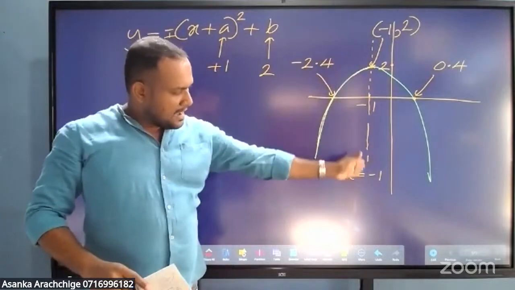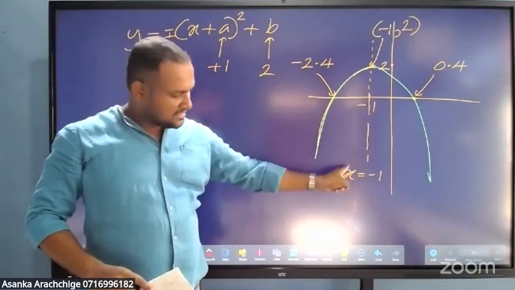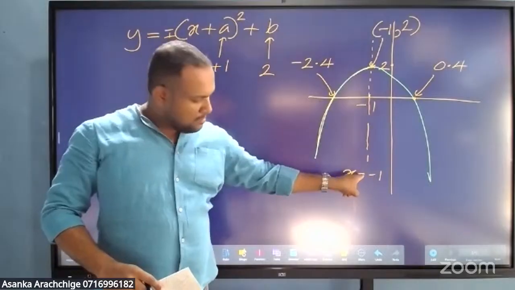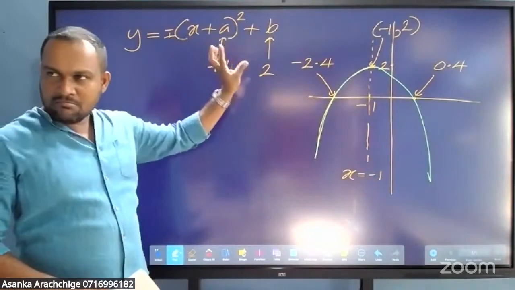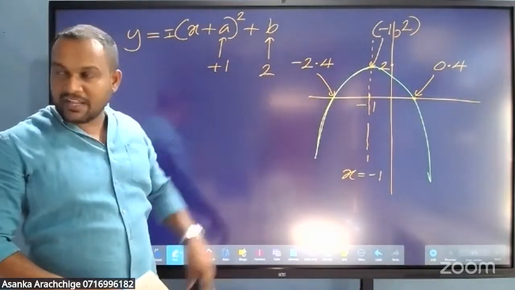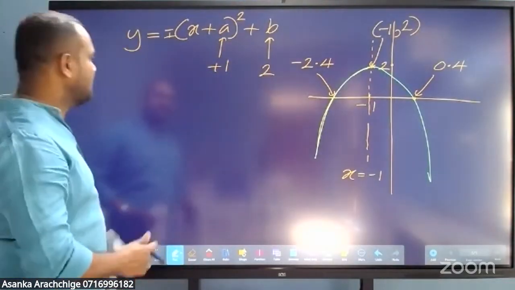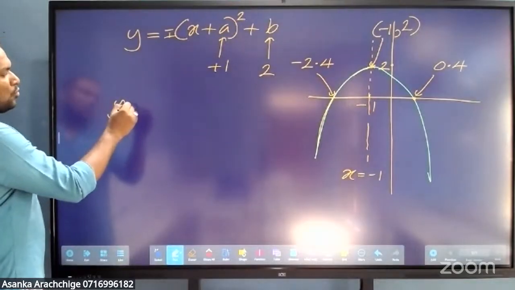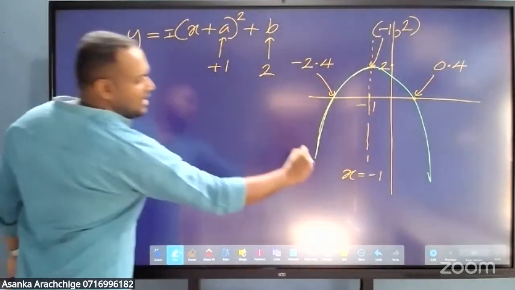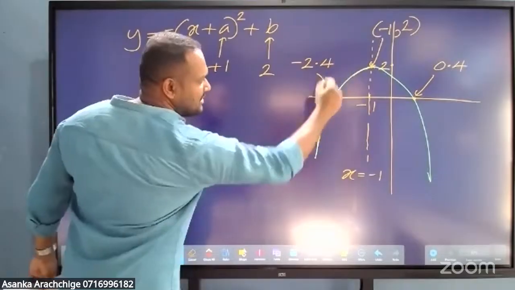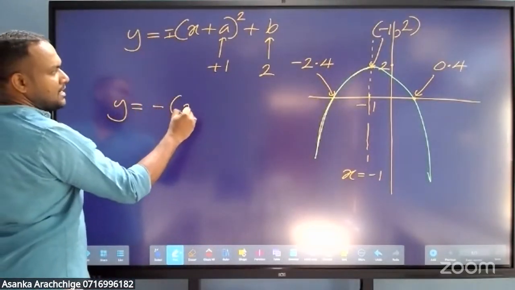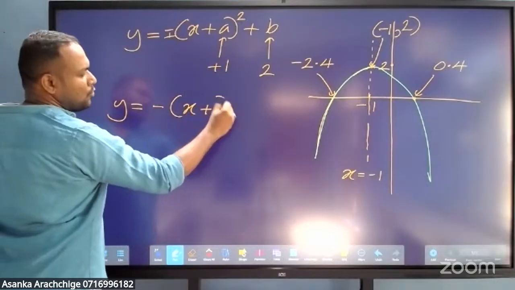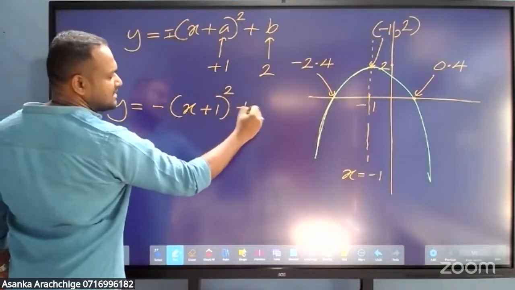The axis of symmetry is x equals minus 1. The x value goes here, but the sign changes, that is, the additive inverse is taken. Right? Then the answer is y equals, and this is a parabola with a maximum point, therefore that must be minus x plus 1 squared plus 2.